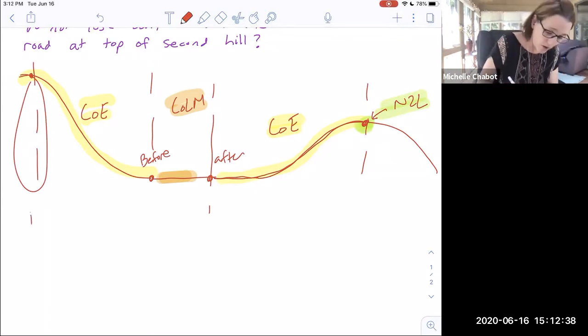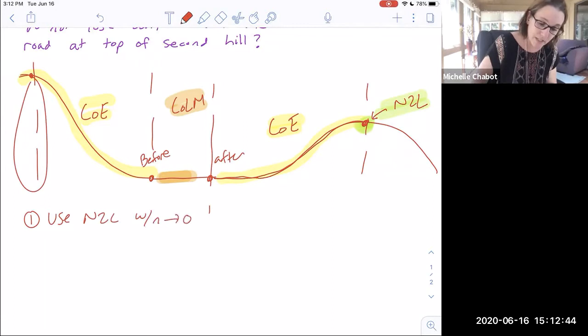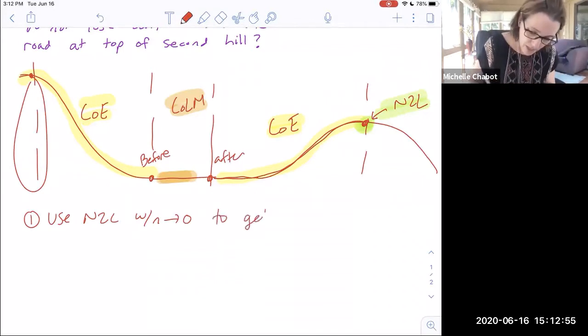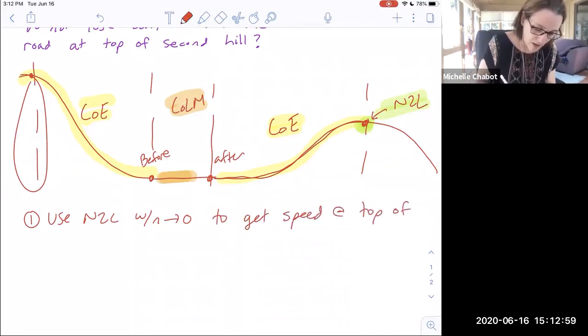I'm going to first use Newton's second law with the normal force going to 0, right? Because that was the whole point, that it's not going to lose contact at the top of the hill. So Newton's second law with normal force going to 0 and circular motion, and I'm going to get the speed at the top of the second hill.